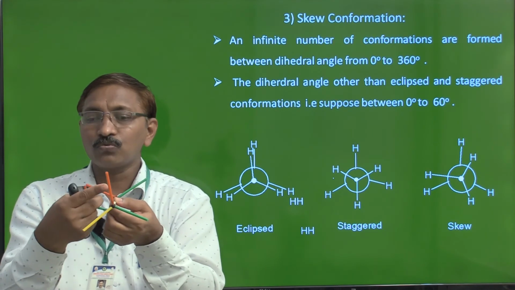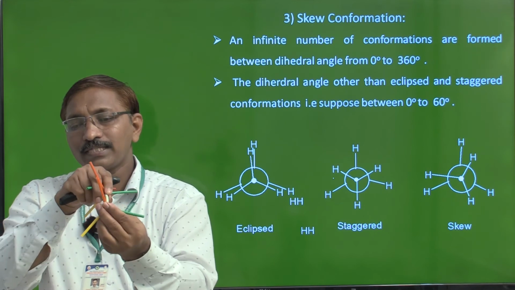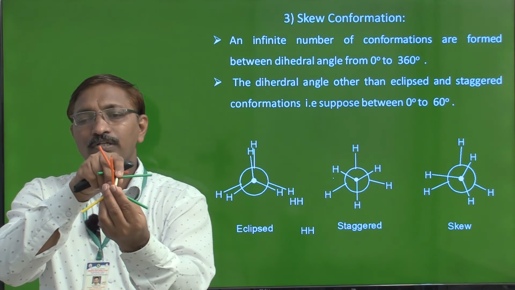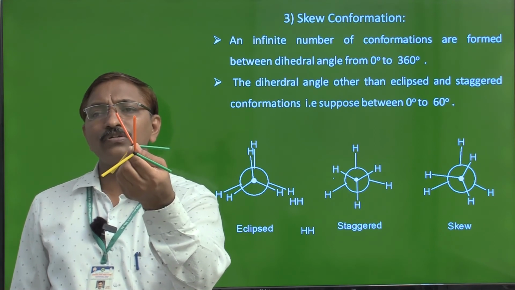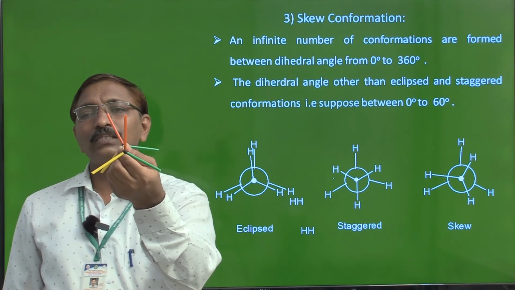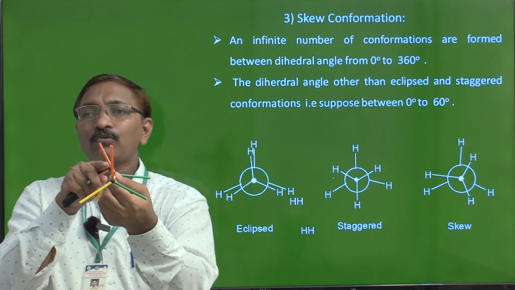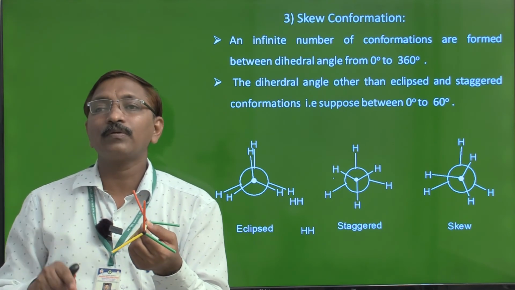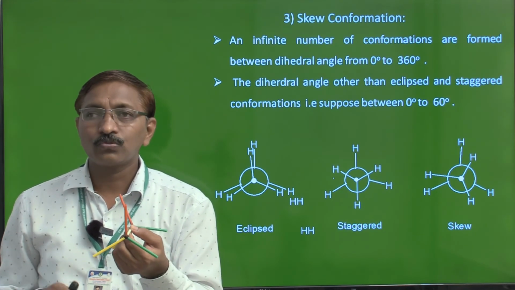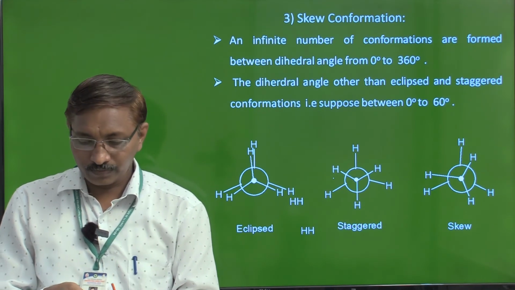In between these two, that is 0 to 60 degrees, whatever conformation we observe, suppose this is 0 and we rotate here. If you observe, the angle is around 20 degrees. So in 20 degrees, or anywhere from 0 to 60, whatever conformation we observe by rotating the rear carbon atom, we observe a number of conformations, and these are called skew conformations. In this way we can observe the skew conformation.